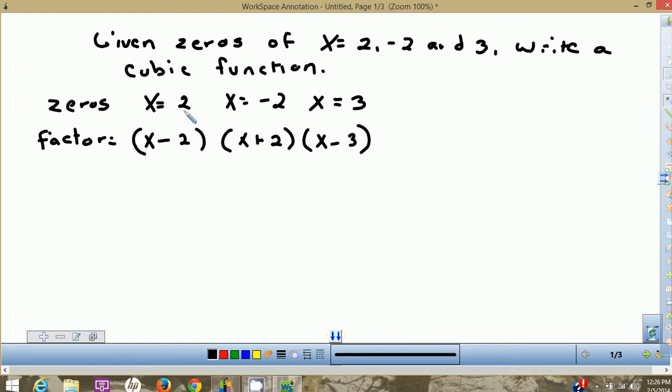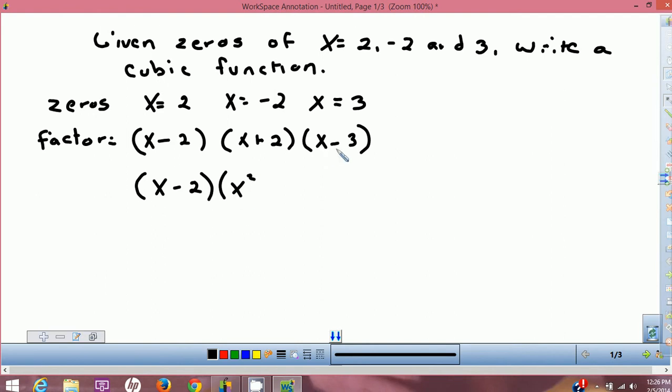So if I then want to find the polynomial, I'm going to FOIL 2 of my factors. Now, I have a personal preference. I FOIL the last 2. I think it makes the next step of multiplication easier, but it doesn't mean you have to. I'll leave this factor out here, and I FOIL x plus 2 times x minus 3. That gives me x squared minus 3x plus 2x is minus x, and then minus 6.